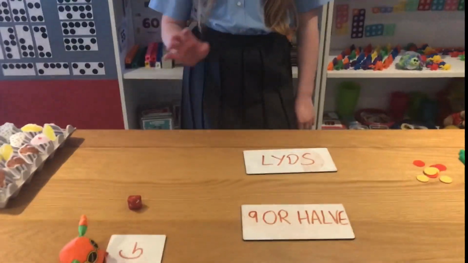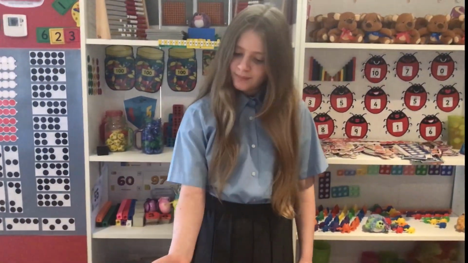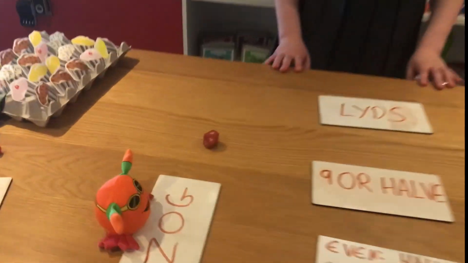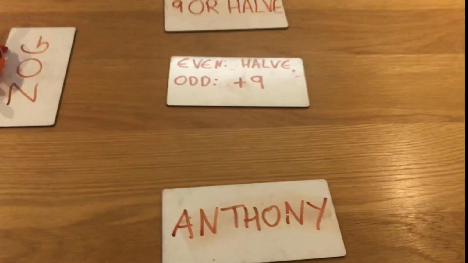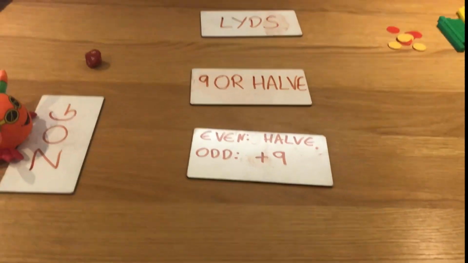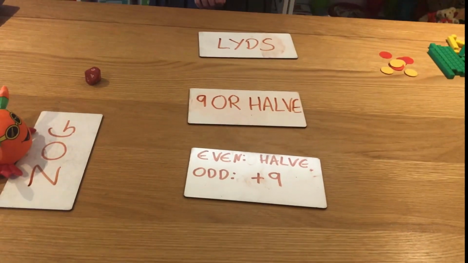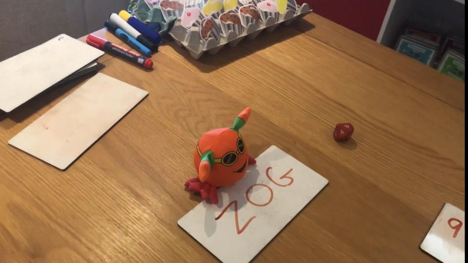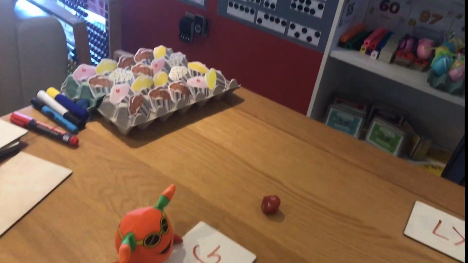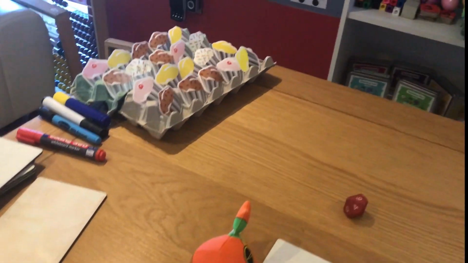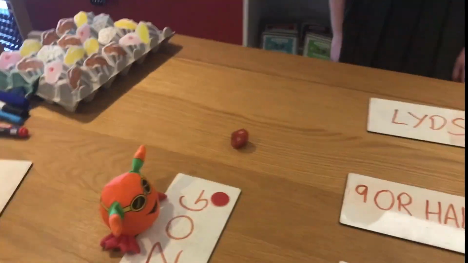Off you go, Lydia. Okay, so I've rolled a 6. We've rolled a 6. What's half of 6, Lydia? 3. Now that's an odd number, so I've got to add 9. Add 10 is 13. Subtract 1 is 12. And Zog, half of 12 is 6. Oh, that was a quick game. So Zog wins a point straight away.